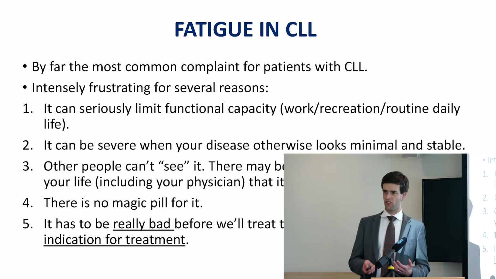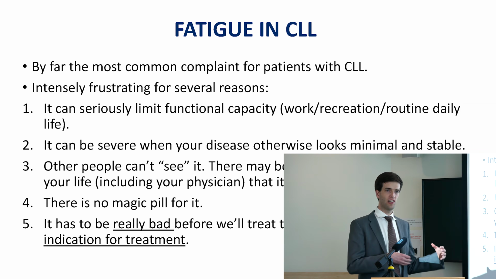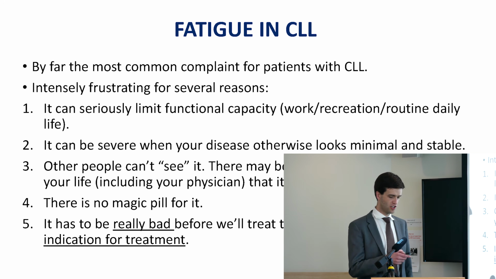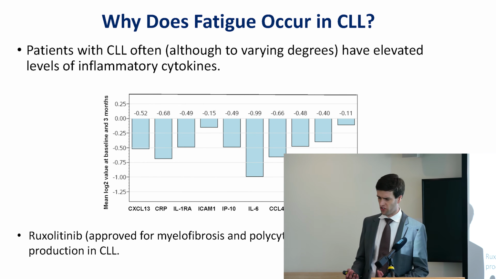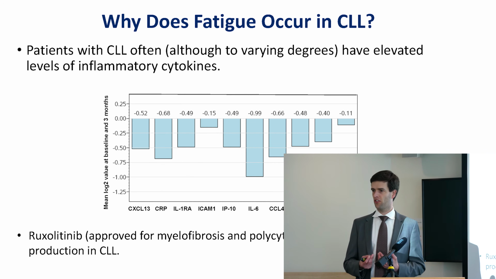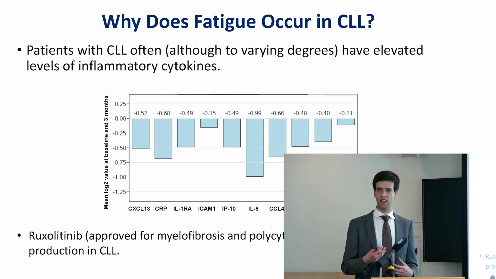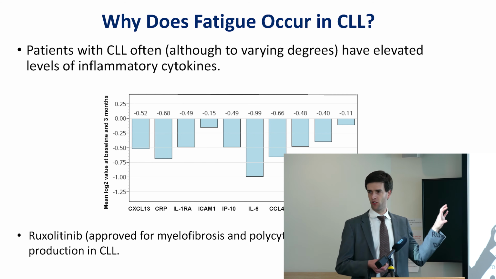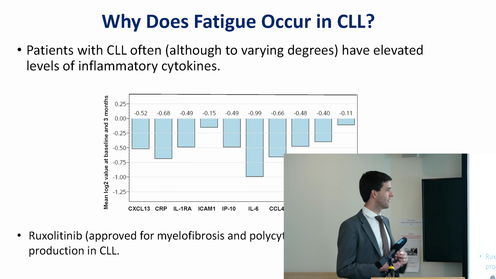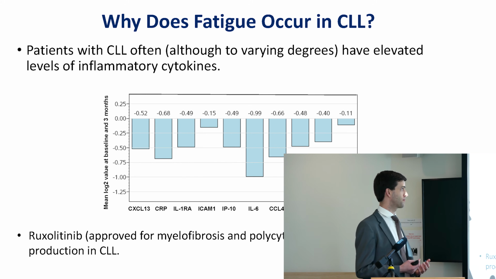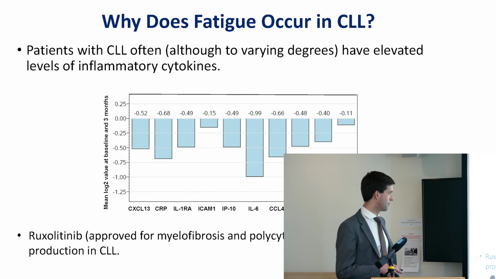Then there's the option of treating the CLL. And as I explained, in the IWCLL criteria for treatment, you have to be pretty fatigued before you generally decide to be treated. So why does this happen? The main reason probably is these things called cytokines. Cytokines are little chemical messengers that float around in the blood and act on your immune system. And they're the same chemicals that we make when we have the flu. So oftentimes the symptoms we have when we're sick with a viral infection are the symptoms that we have when we have CLL.